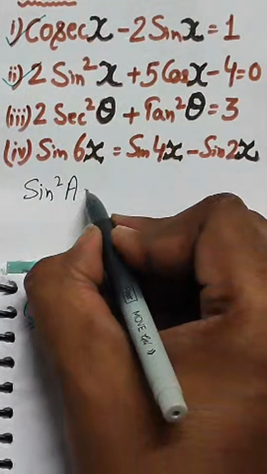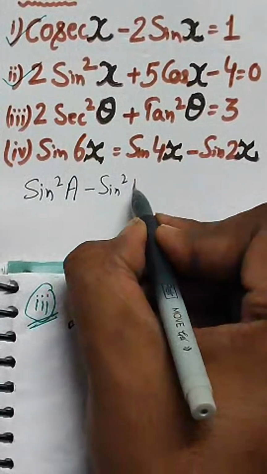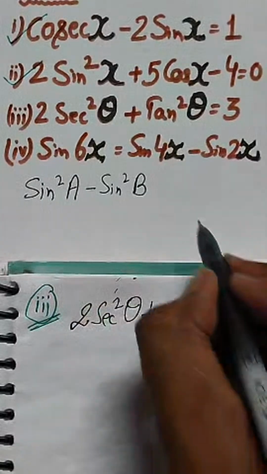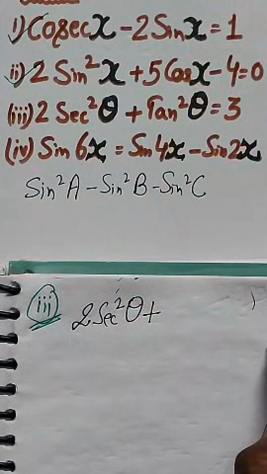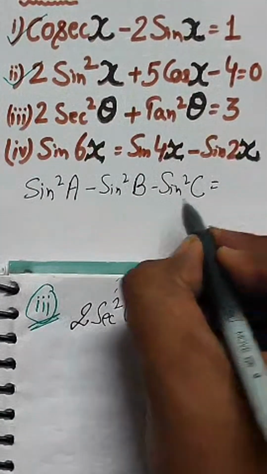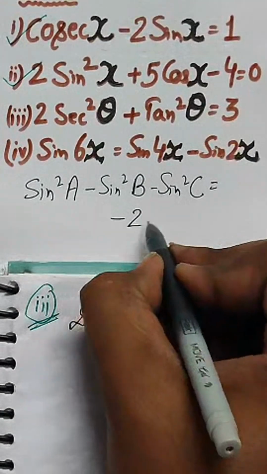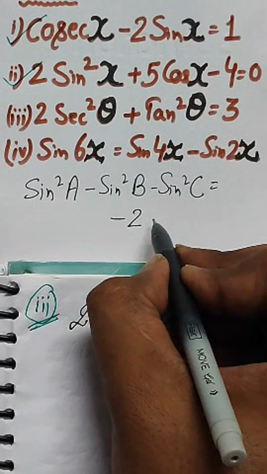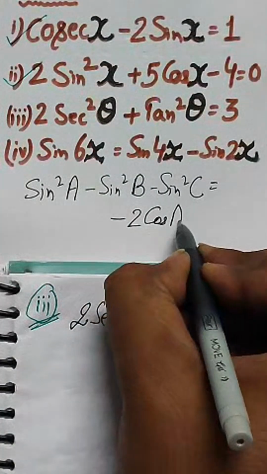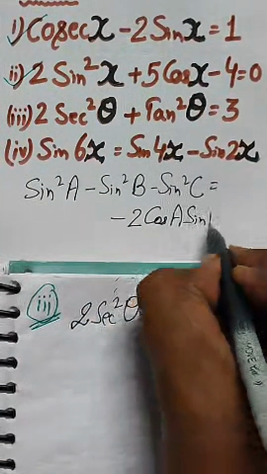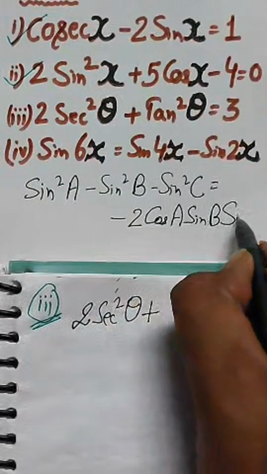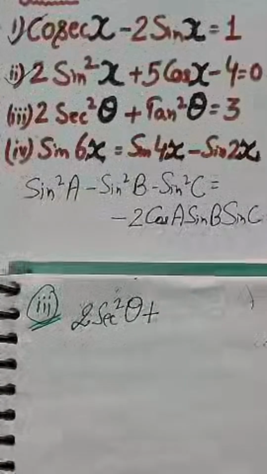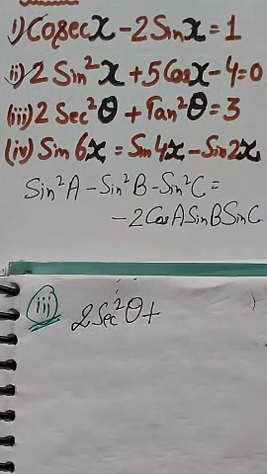Minus sin square B, minus sin square C, is equal to minus 2 cos A sin B sin C, right? This is your question. Sure, I will come up with this solution.